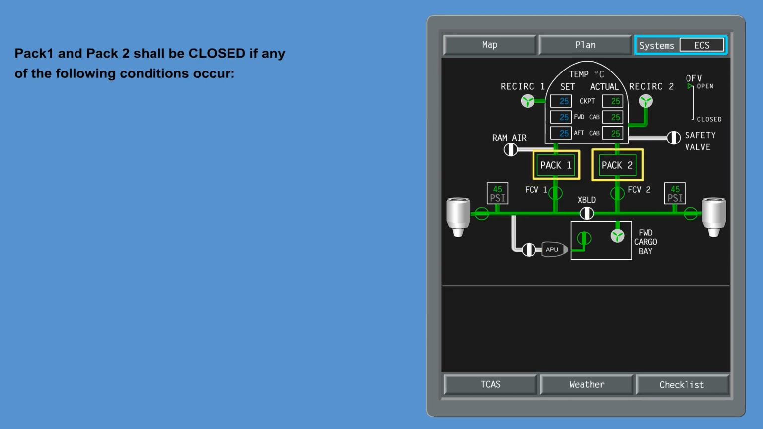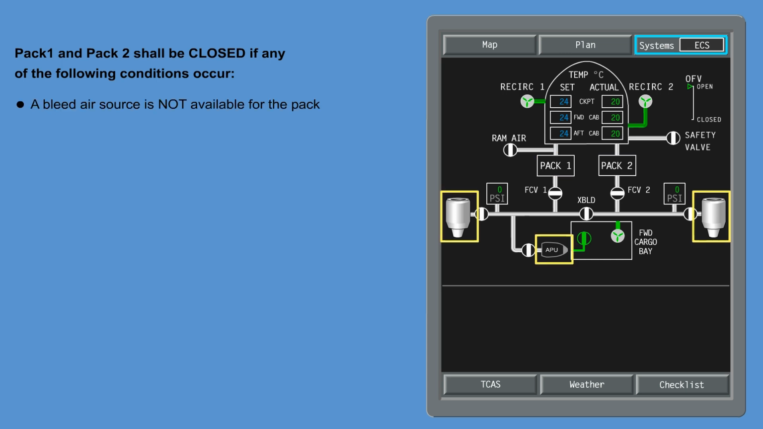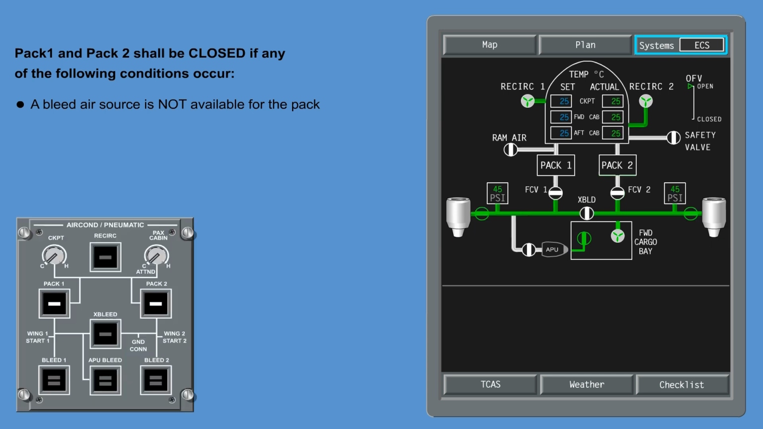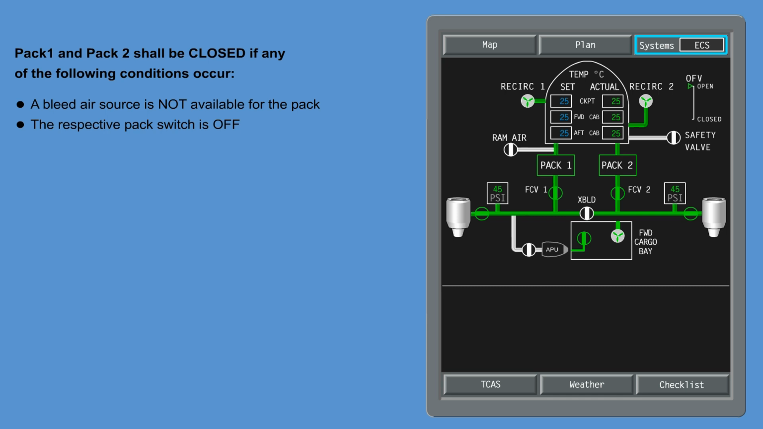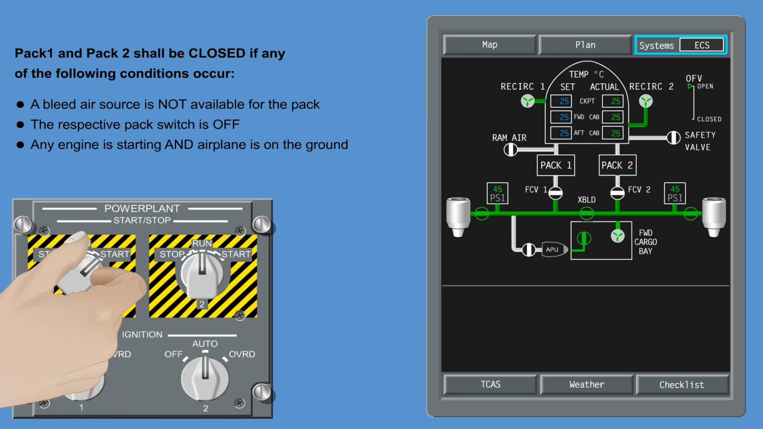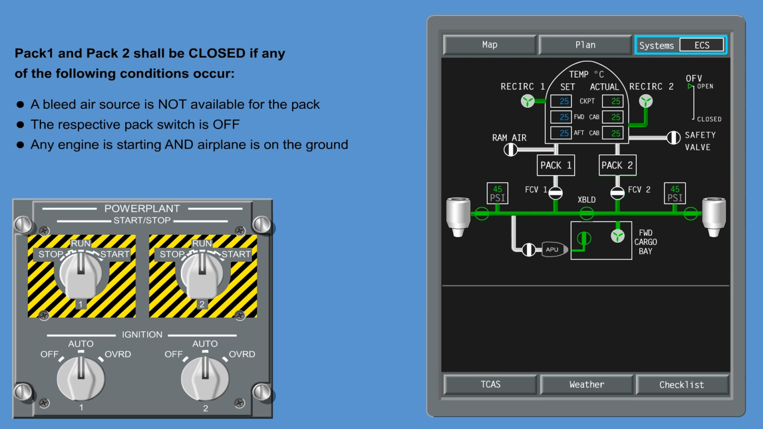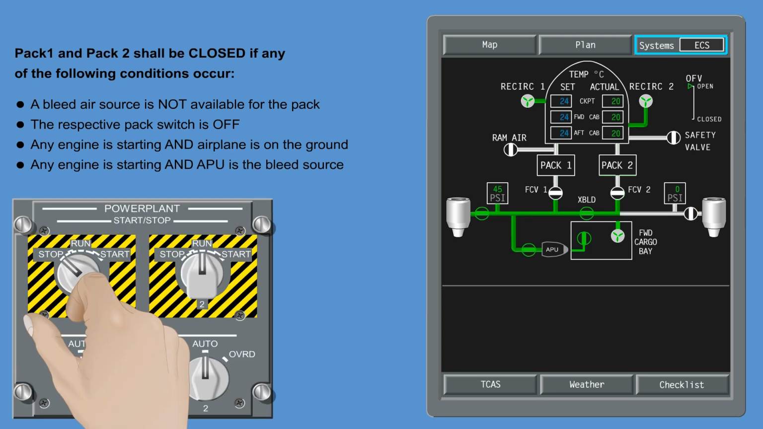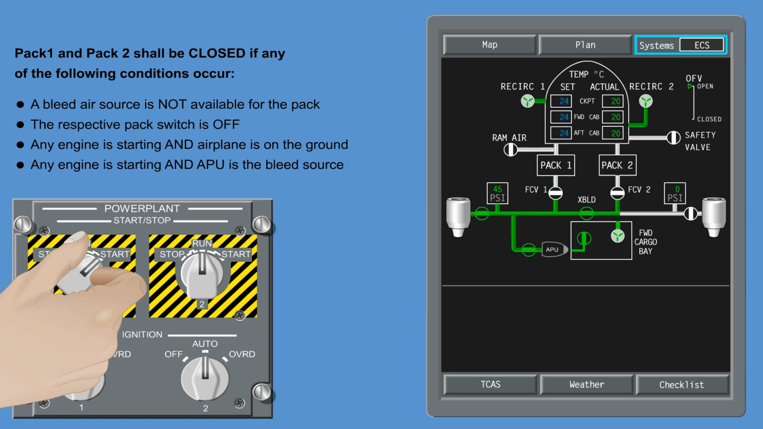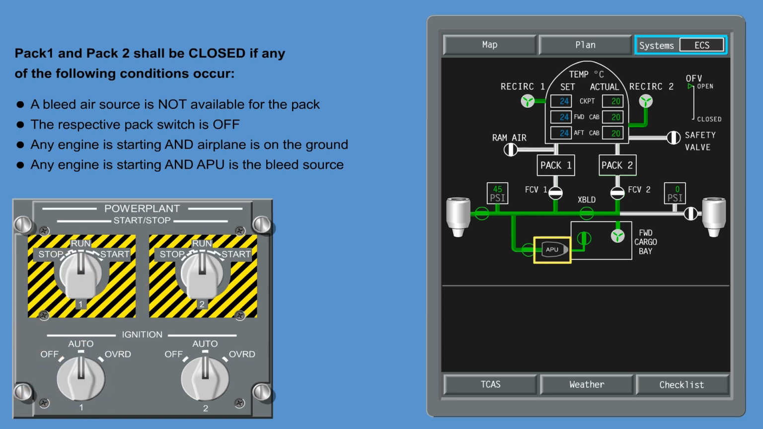Pack 1 and Pack 2 shall be closed if any of the following conditions occur. A bleed air source is not available for the pack. The respective pack switch is off. Any engine is starting and the airplane is on the ground. Any engine is starting and APU is the bleed source.